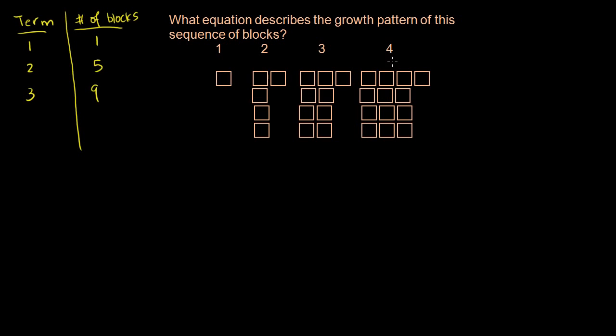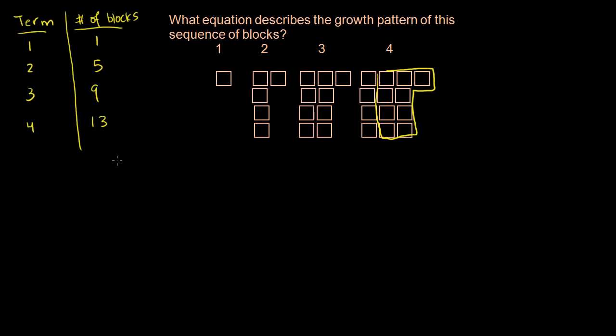And on this fourth term, same thing. The third term is just this right here. This right here is what the third term looked like. And then we added another column of 4 blocks right here. So we added 4 more. So we're going to have 13 blocks. So our fourth term is 13.